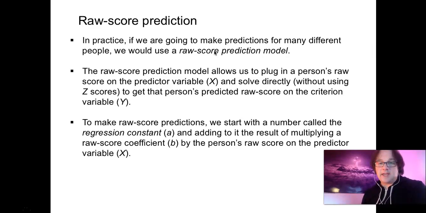To make these raw score predictions, we start with a number called the regression constant. It's called A. When we see this formula for the regression line, A is the regression constant. We start with A and add it to the result of multiplying a raw score coefficient that we call B by the person's raw score on the predictor variable x. That sounds like a whole bunch of mumbo jumbo. Let me show you what the formula looks like.